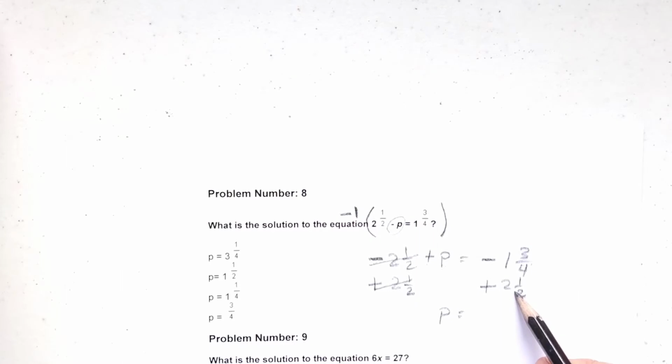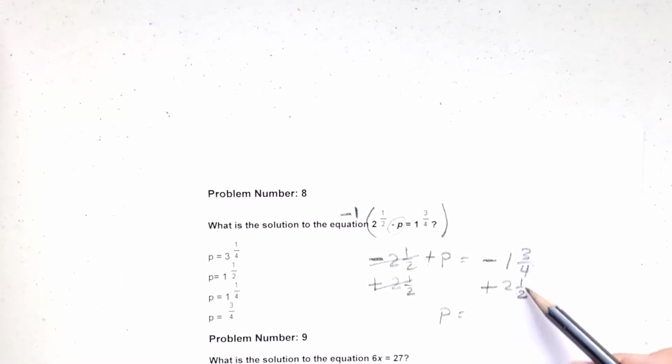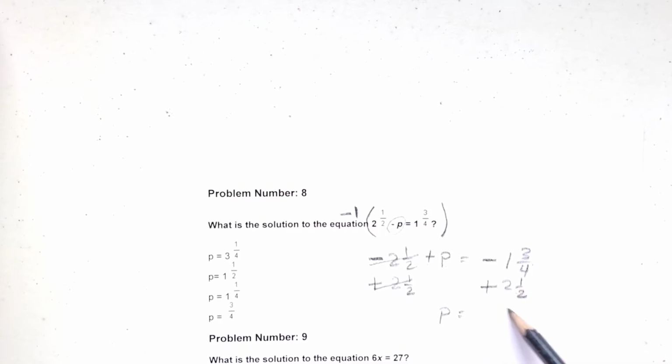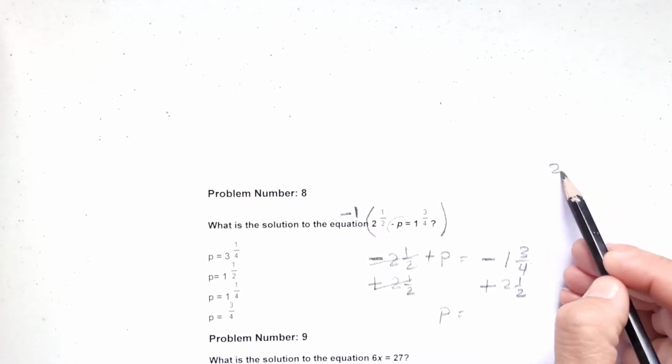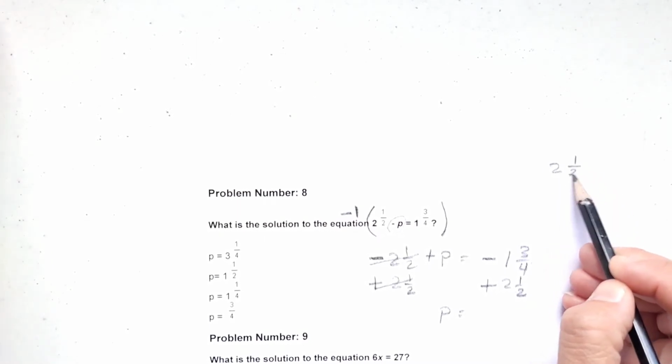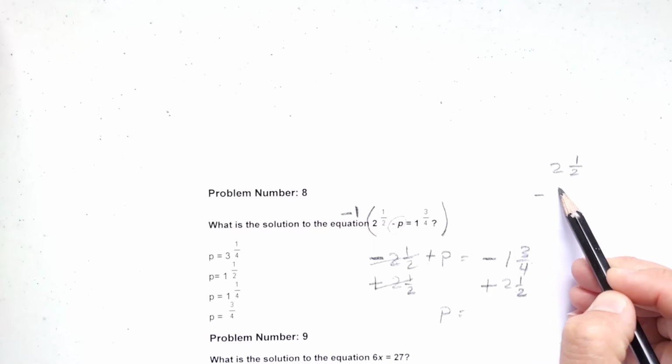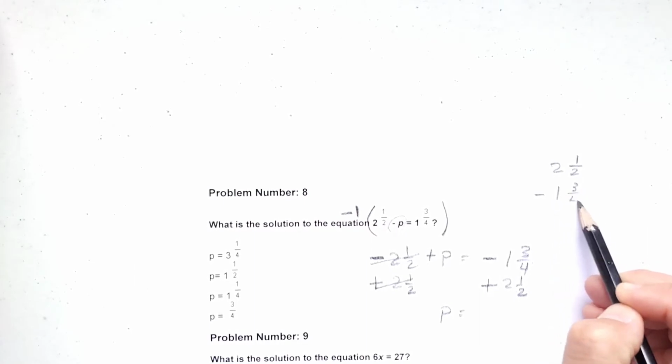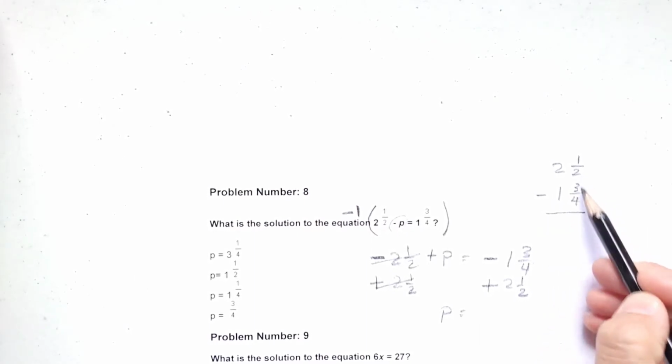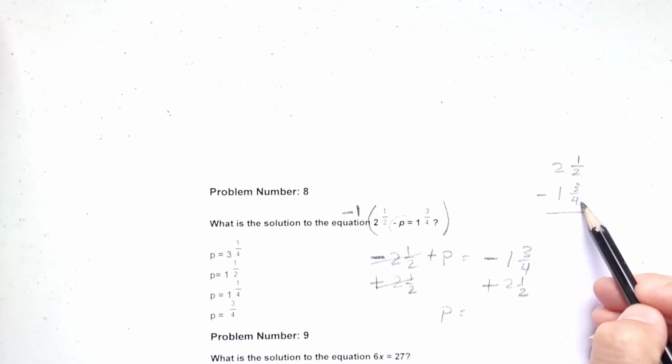Okay, and then 2.5 minus 1 3/4. I'm reading it backwards here also because this is the smaller number. This is the larger number, so I want to read it first. Let's work it out like this. 2.5 minus 1 3/4. Remember when adding and subtracting, denominators must be the same.